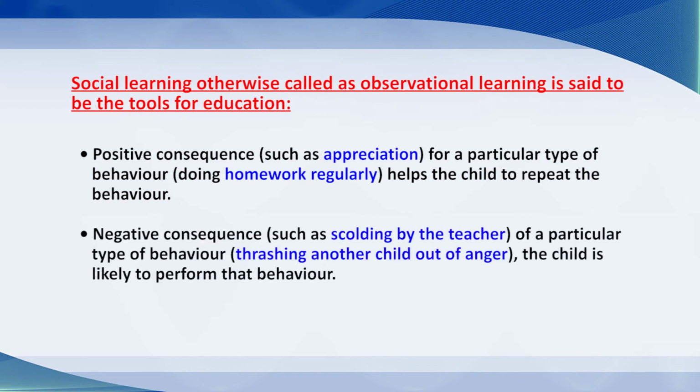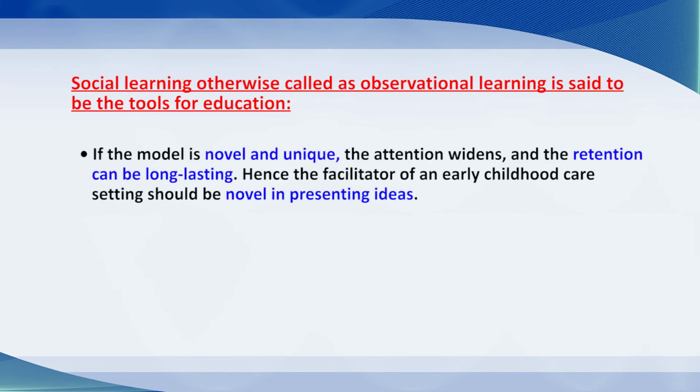Second, by means of negative consequence, such as getting scolded by the teacher for a particular type of behavior, for the reason of thrashing another child out of anger, the child is less likely to perform that behavior. Third, if the model is novel and unique, then observational learning takes place, because the attention gets widened and the retention can be long-lasting. Hence, the facilitator of any early childhood care setting should be novel in presenting the ideas.